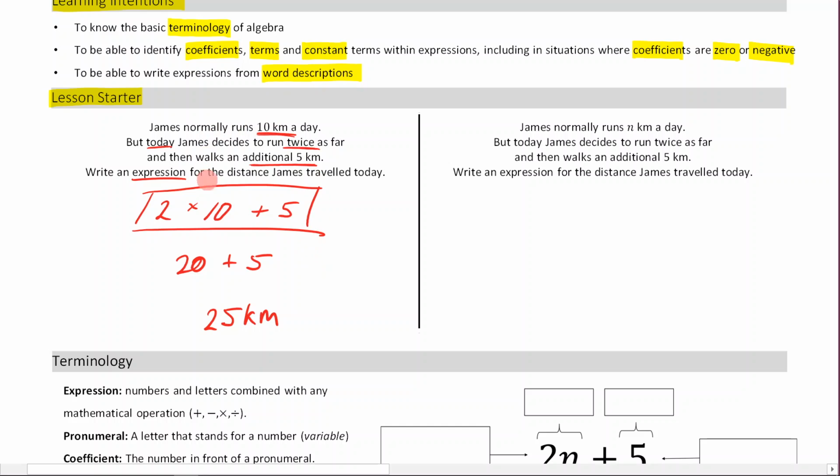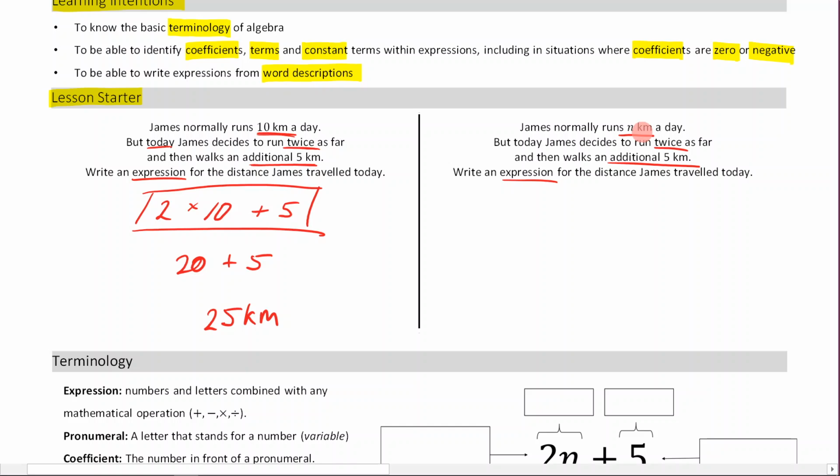Having now answered this, let's now read something over here which is very similar, and I want you to really take note of what's different over on this side. So here we're told James normally runs n kilometers a day, but today James decides to run twice as far and then walks an additional 5 kilometers. Write an expression for the distance James traveled today. Well, hopefully you noticed the difference. The difference here is we are told that James runs n kilometers.